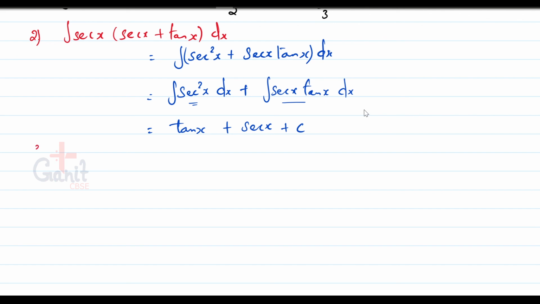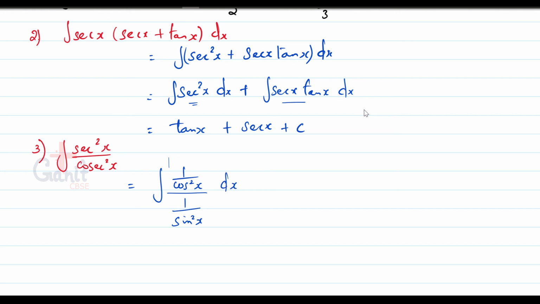So another problem. Integration of secant square x, integration of cosecant square x. So we have to simplify because we don't have integration of secant square x and cosecant square x as a formula. So I need to simplify that. 1 by cosecant square x can be written as 1 by cos square x. 1 by cosecant square x can be written as 1 by sin square x. These two formulas are reciprocal identities.